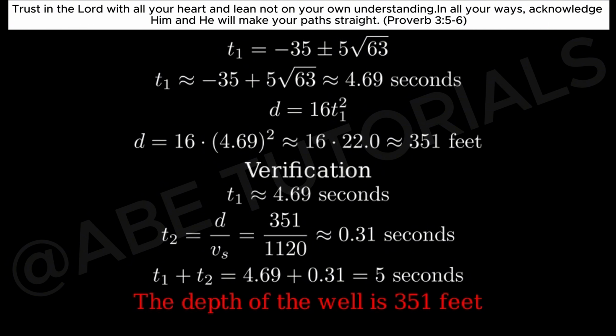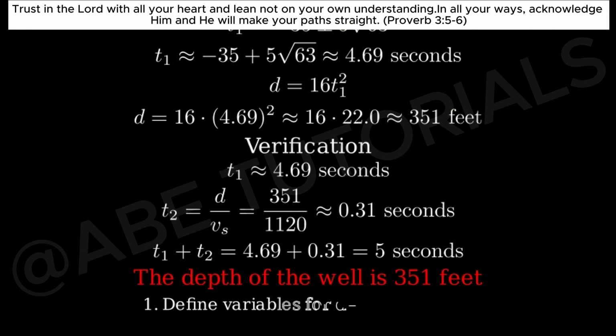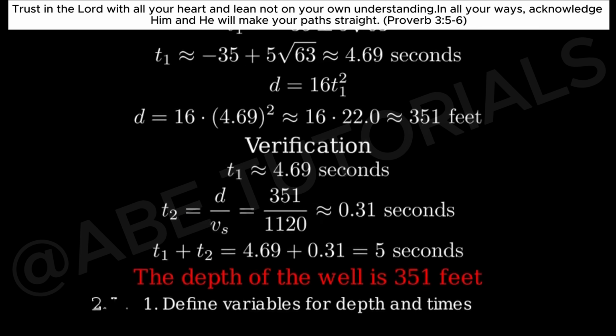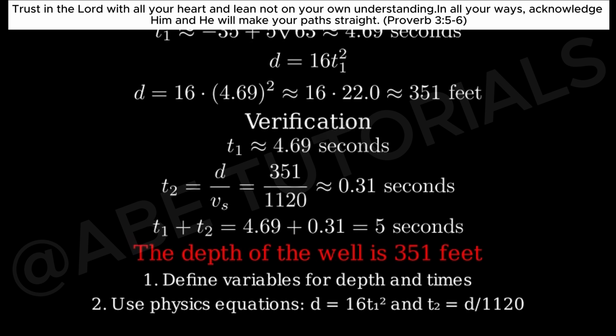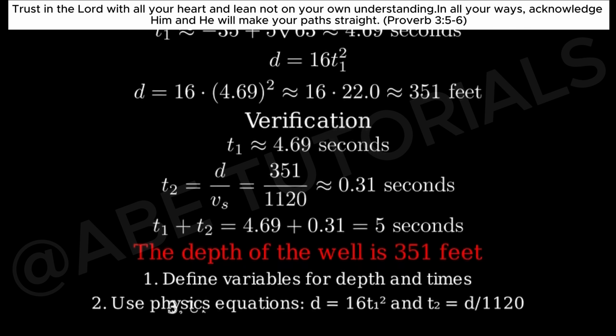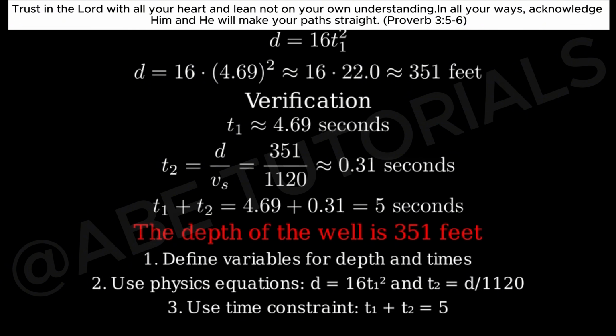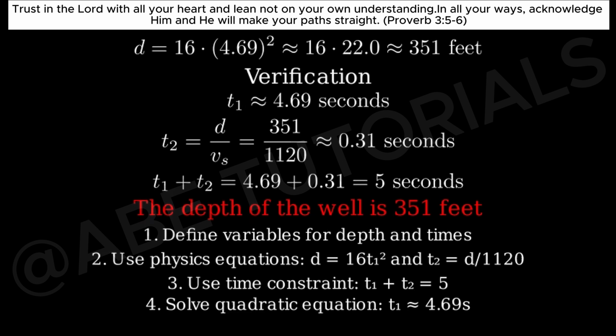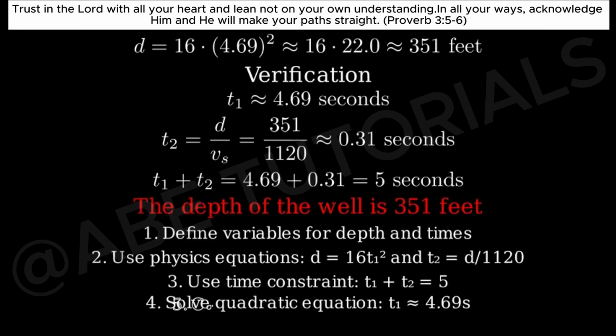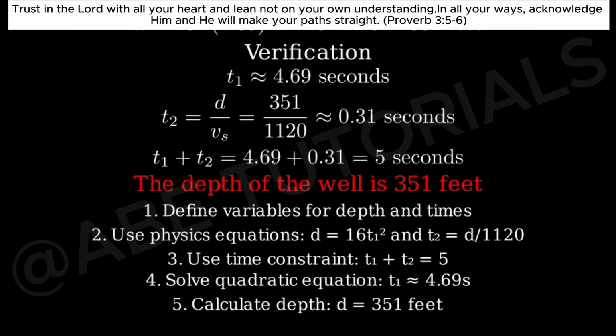Let's summarize our approach to solving this problem. 1. We define variables for the depth, time for the stone to fall, and time for the sound to travel. 2. We use physics equations: d equals 16t1 squared for the falling stone, and t2 equals d divided by 1120 for the sound traveling back up. 3. We combine these with the total time constraint t1 plus t2 equals 5. 4. This gave us a quadratic equation that we solved to find t1 equals 4.69 seconds. 5. Finally, we calculated the depth d equals 351 feet and verified our answer.